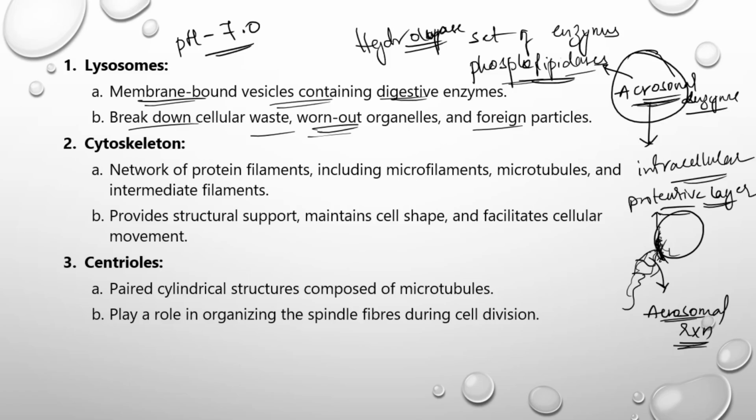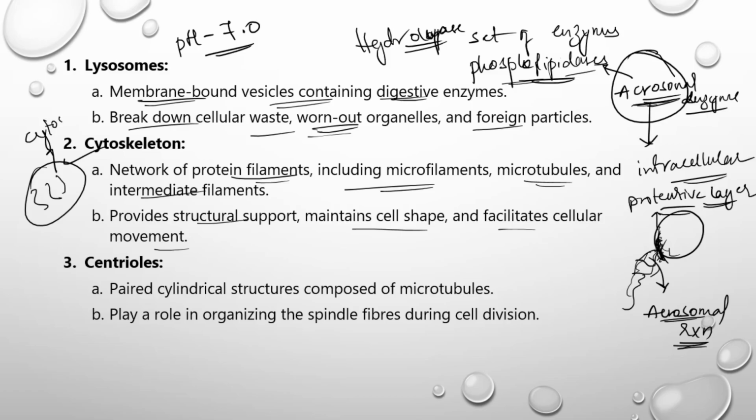So moving ahead, cytoskeleton. It is a network of protein filaments including microfilaments, microtubules and intermediate filaments. It provides structural support, maintains cell shape and facilitates cellular movement. The cytoskeleton is present in the cytosol, or cytoplasm, as very minute fiber-like or filament-like structures, or microtubules, which help in maintaining structural support and cell shape.